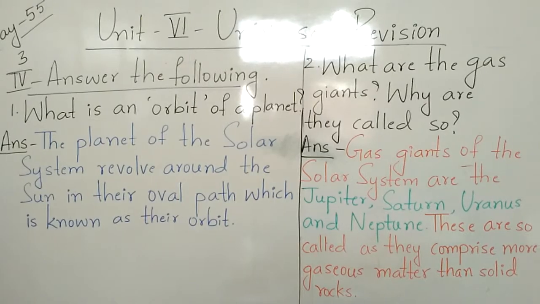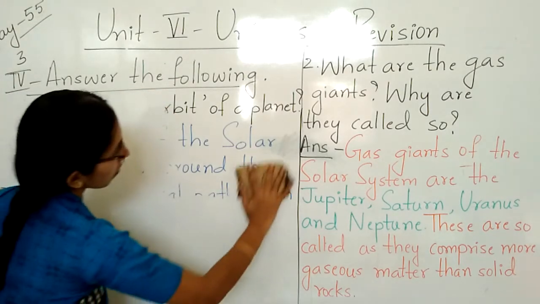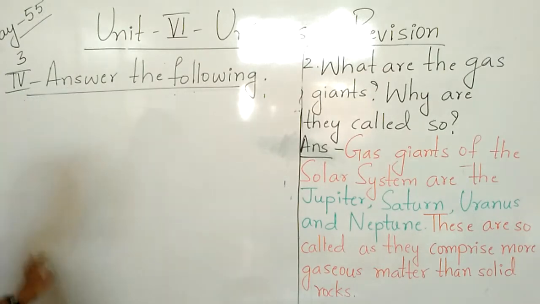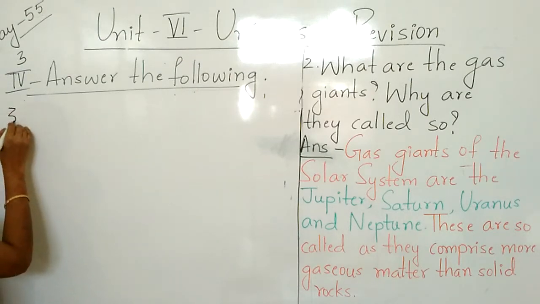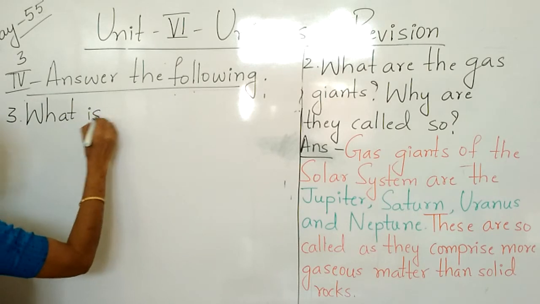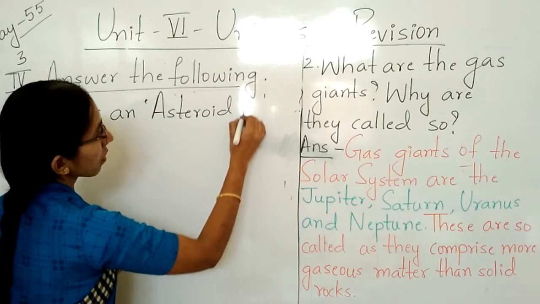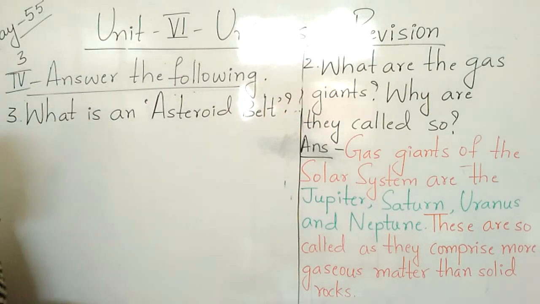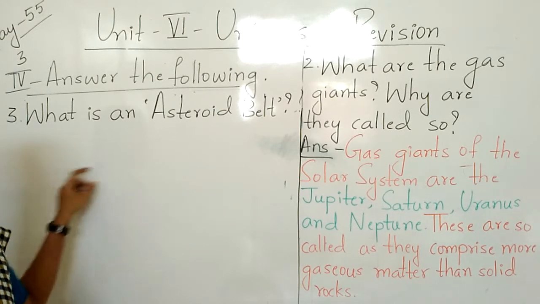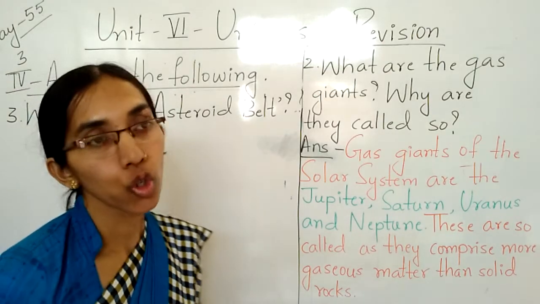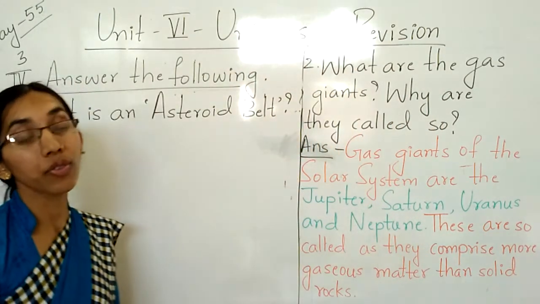Now third question, children. Which one is the third year? What is an asteroid belt? Jupiter, and that is called the asteroid belt. Okay, children.